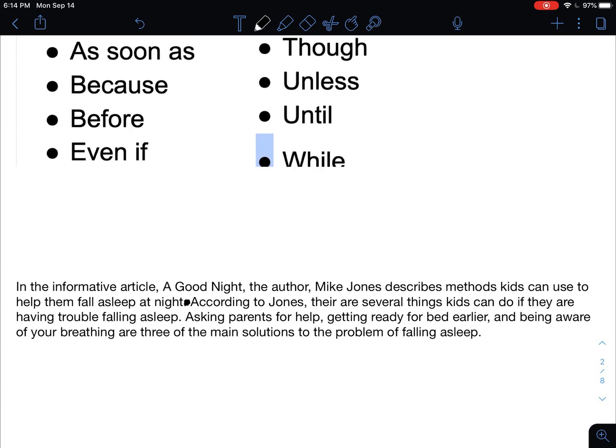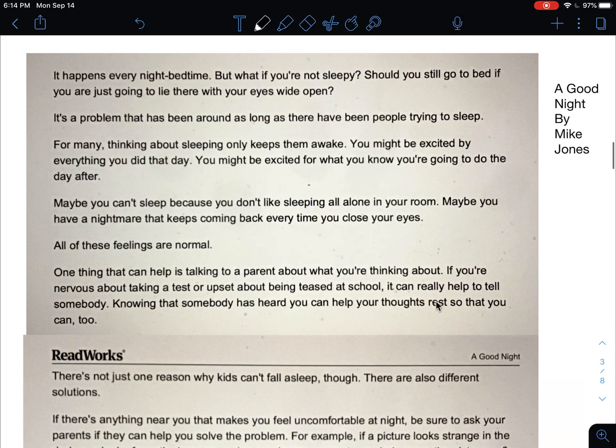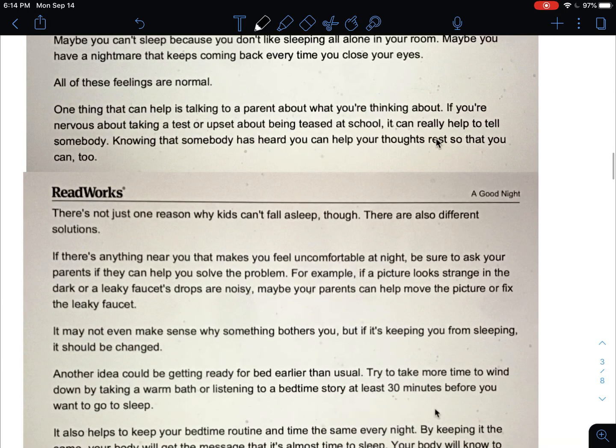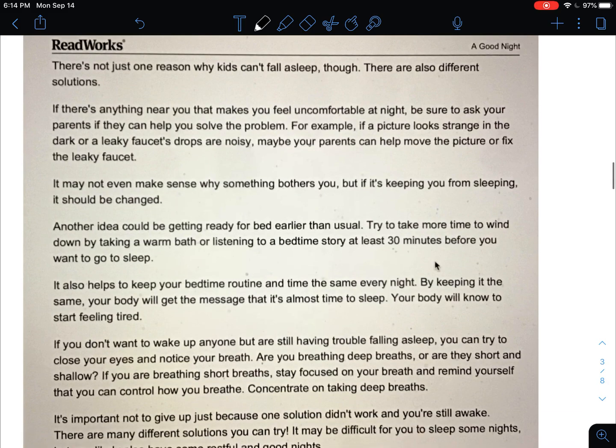Because I've said there are several things kids can do, now I'm going to tell you what they are. So here's how you do the projected plan. First, I need to pick out what I'm going to write about, my yellows. So I'm going to pick out 3 of the things kids can do if they're having trouble falling asleep. There are at least 4 in here, but I'm going to say talking to parents is one thing, and they have a couple paragraphs on that, so that's a lot of information. So I definitely want to have that as a yellow.